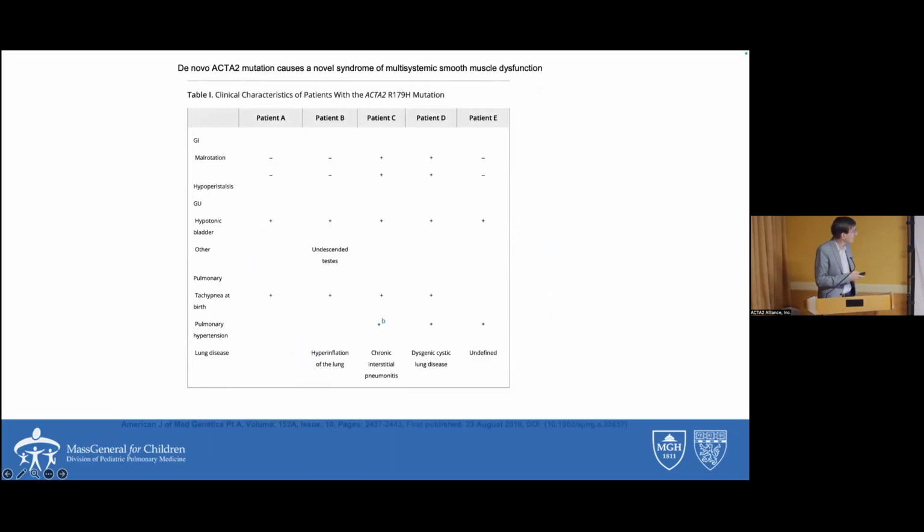Now this is one of the older papers looking at the effects of what happens in kids when their alveolus is affected this way. Now they get hyperinflation. I'll show you what all of that looks like. They get chronic pneumonitis. I'll show you what that looks like. And they get cystic lung disease. And I'll show you what that looks like.